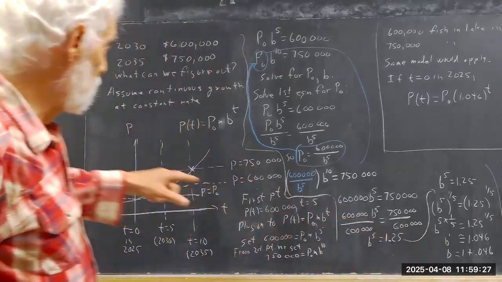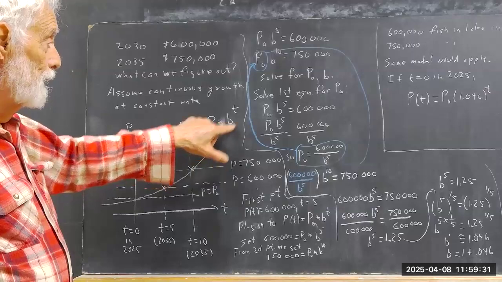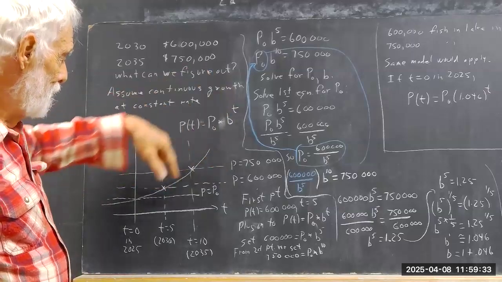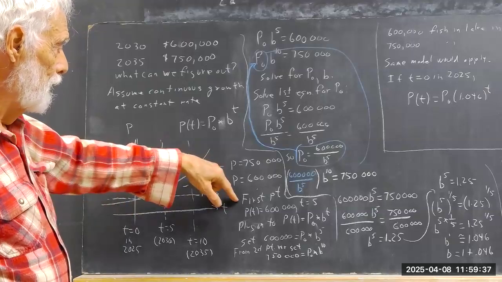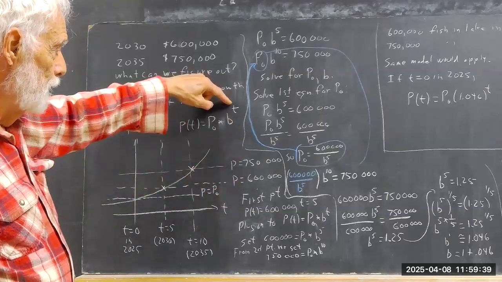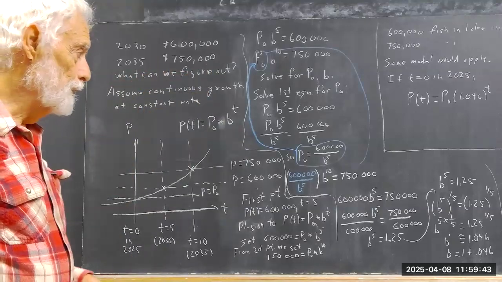You're gonna need this entire formula, and you're gonna need to know what P naught is. You know what B is, so you just put in 25, because t equals 0 is 2025, so it's 25 in 2050. We gotta figure out P naught. Well, it turns out that that's easy.